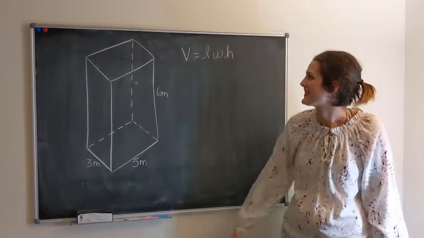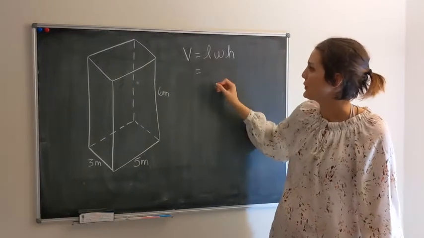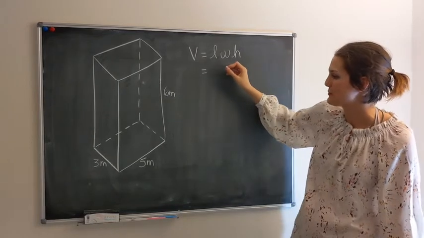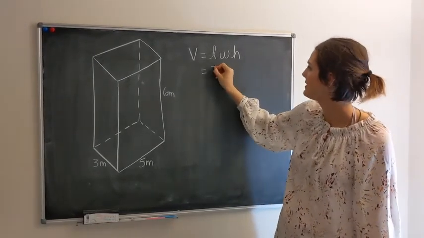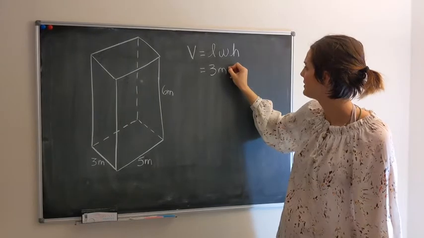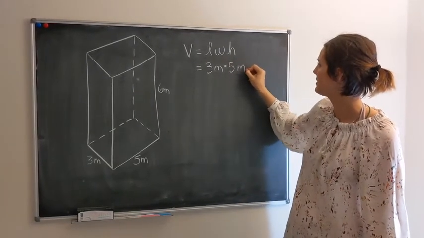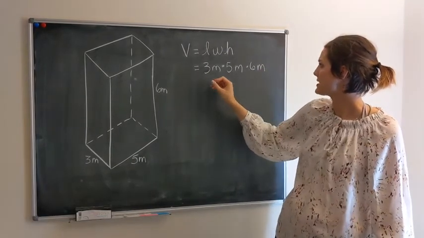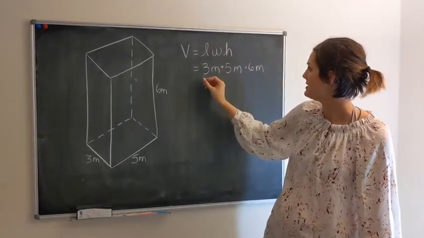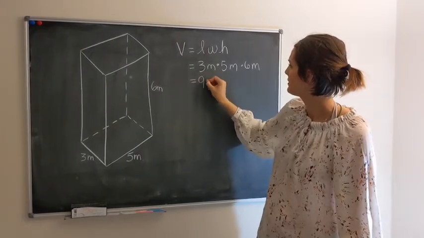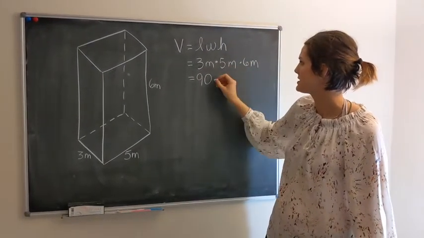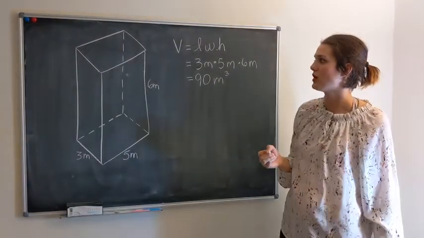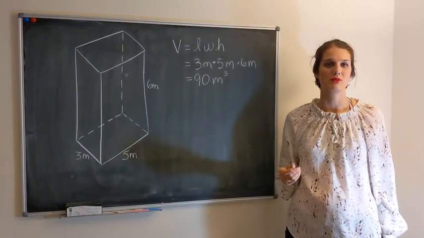Let's go through it together. We can just put our dimensions from this rectangular prism into our volume formula, length times width times height. So 3 meters times 5 meters times 6 meters. 3 times 5 times 6 gives us 90. And meters times meters times meters gives us meters cubed, or cubic meters. So our volume is going to be 90 cubic meters.